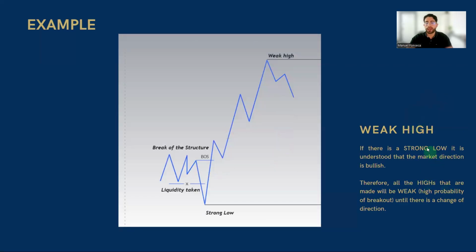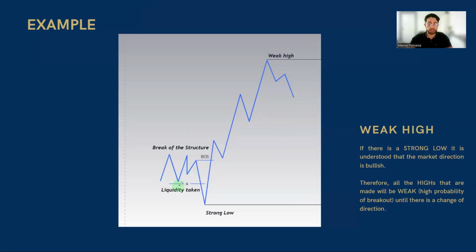Weak high is the same, but in the opposite trend. Now, if there is a strong low, like in this example, correct? It is understood that the market direction is bullish. Okay, therefore, all the highs that are made will be weak with high probability of breakout until there is a change of direction.